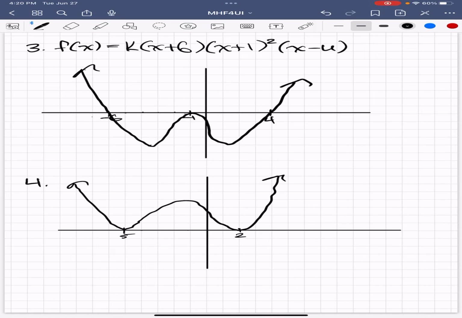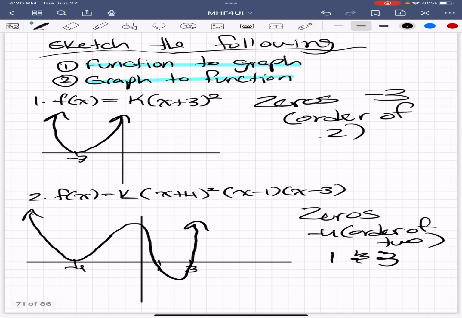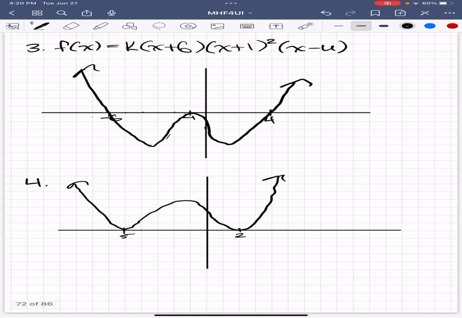So here is our quartic shape. It passes through -6, and because it's order of 2 for -1, it forms somewhat of a quadratic shape because it bounces off -1. It doesn't pass through, it bounces off the axis because it's order of 2. And then it passes through 4, to make a W quartic shape. So that was function to graph, and now we're on to graph to function.